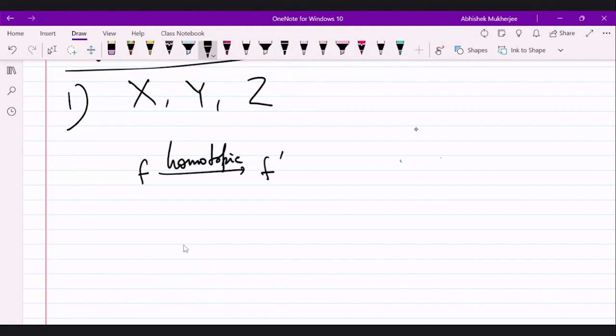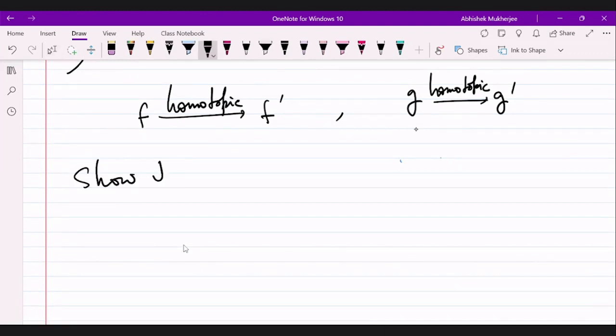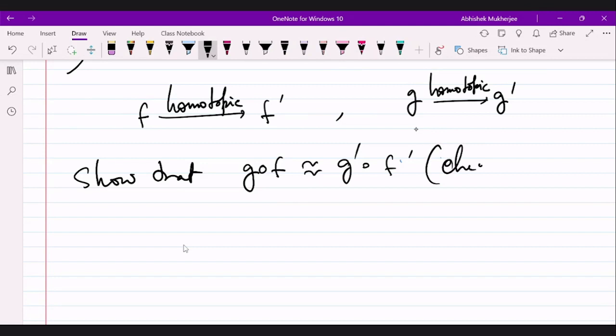And let us take another two maps, G and G dash. They are also homotopic to each other. Then you need to show that G compose F is homotopic to G dash compose F dash. Check what would be the homotopy, from X cross I to Z.